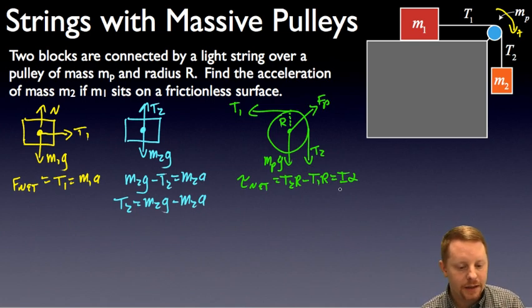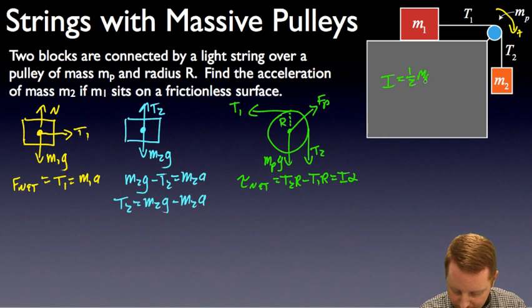All right, the other thing I'm going to point out here is the moment of inertia of the pulley, if we model this as a disk. Its moment of inertia, again, is going to be 1/2 mp R squared. Okay, so I've got a couple equations.